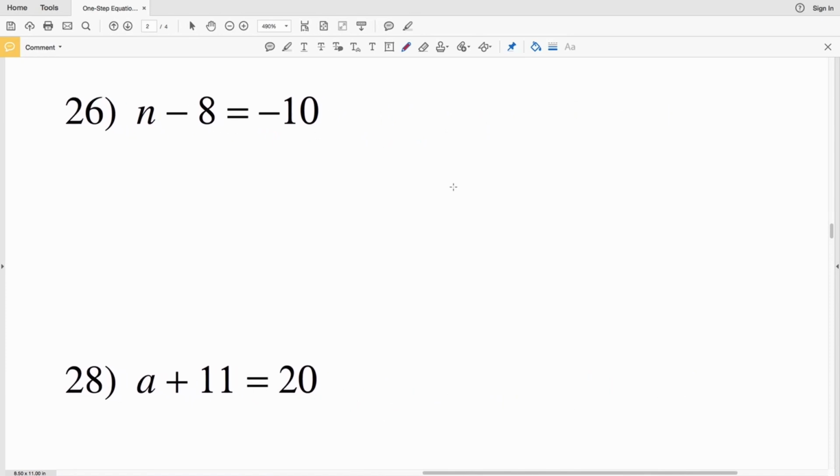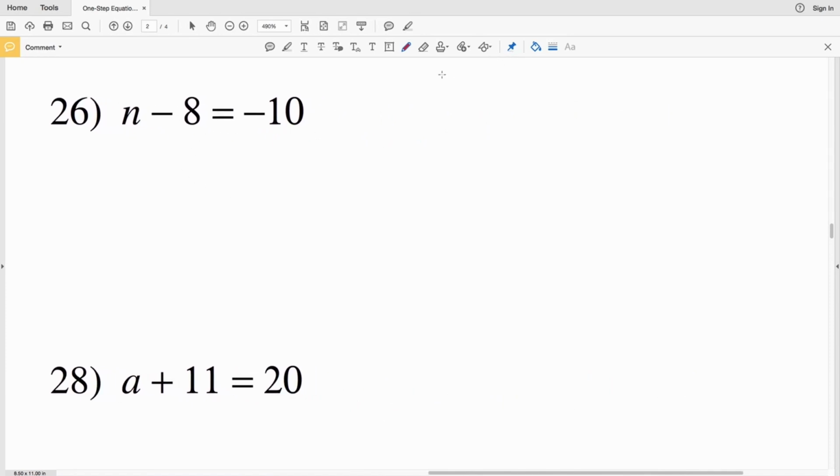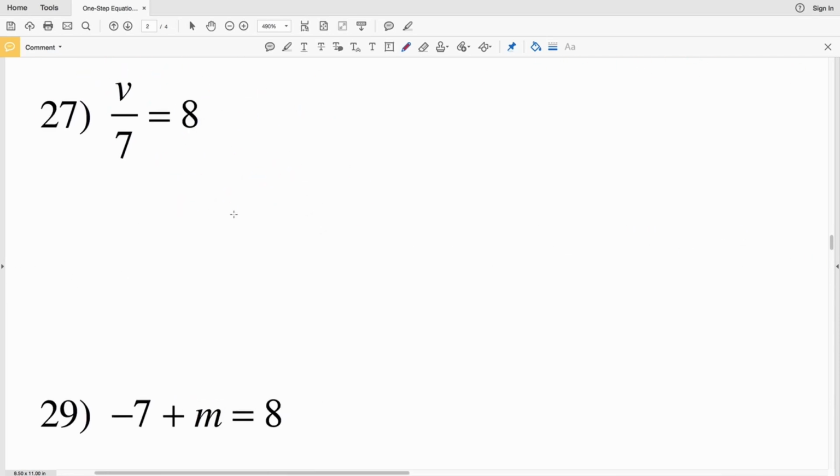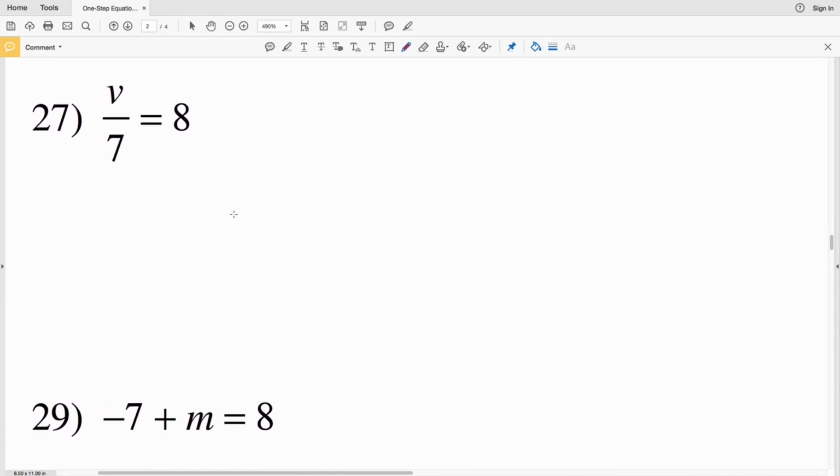26, we have n minus 8 is equal to negative 10. So we're going to add 8 to both sides and be left with n is equal to negative 2. 27, we have v divided by 7 is equal to 8. We're going to multiply both sides by 7 over 1, which is 7. And that's going to leave us with v over 1, which is v, is equal to 8 times 7, which is 56. So the variable v is equal to 56.